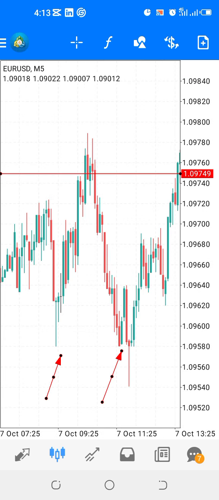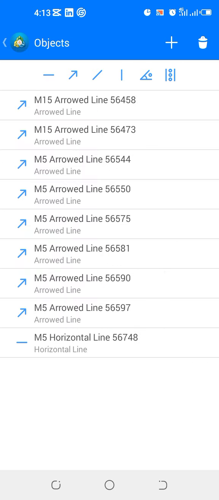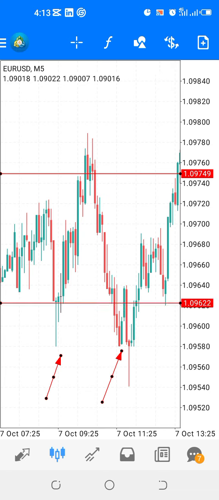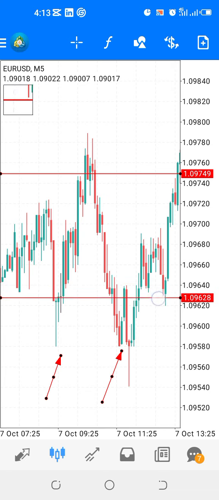In the case of a double bottom, you see that when the market gets to this neckline, for example, it breaks above it at this very candle, and went straight up.